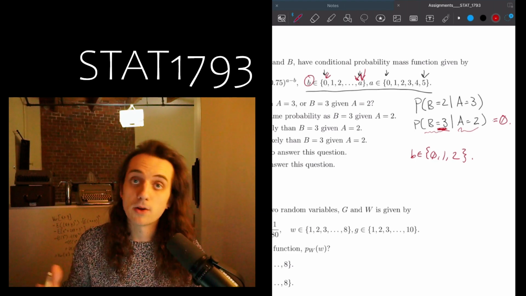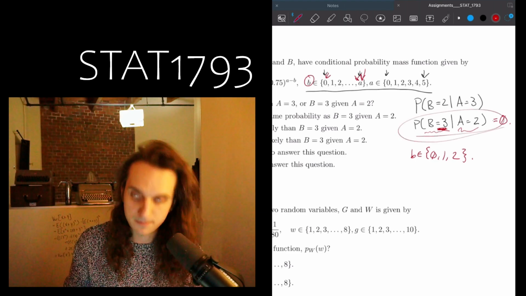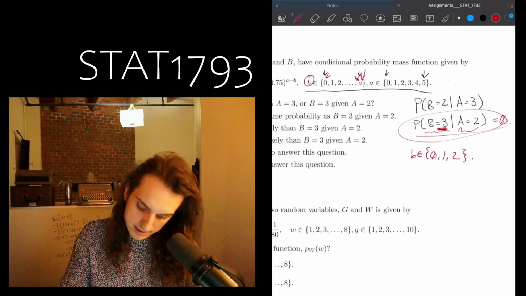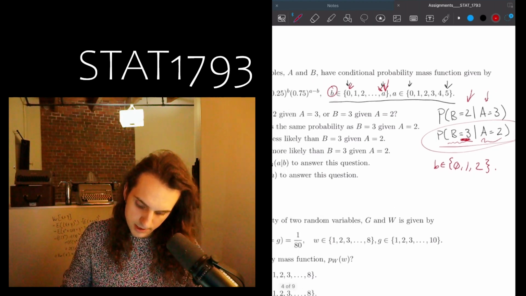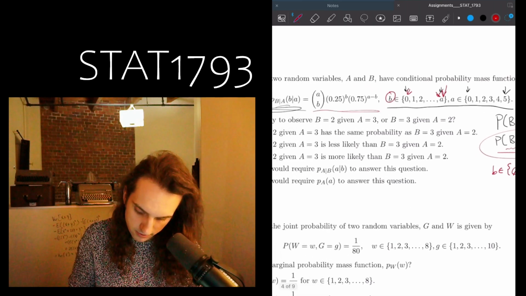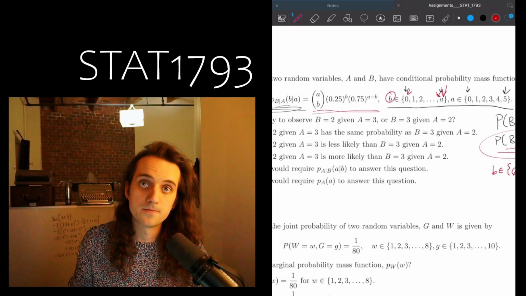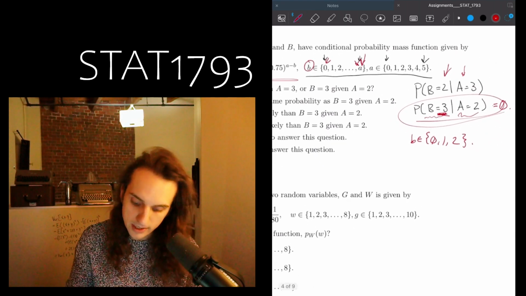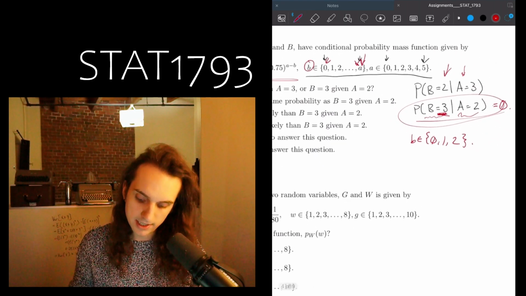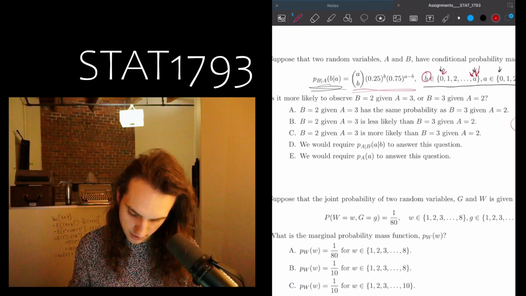3 is not there, so the probability is 0. So we know that this term has probability 0. This one is going to be well defined, and we don't actually have to plug in to notice that over here we're not going to get any zeros, right? So automatically we know that b equals 3 given a equals 2 is the smaller probability.